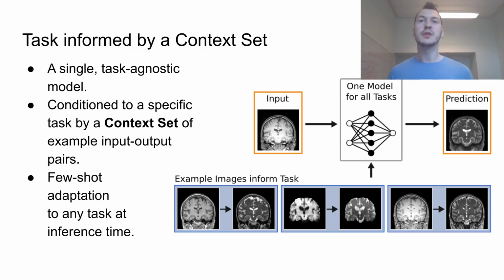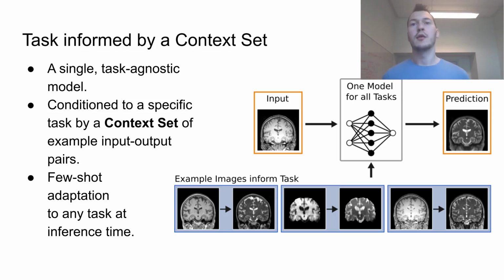The model has been exposed to a large range of tasks during training. As we see here, the model input and prediction are quite standard for image-to-image models. In this example, a modality transfer task, the input image is a T1 image and the output image is a T2 image. However, as the model is task agnostic, it doesn't know what we want it to do with the input.